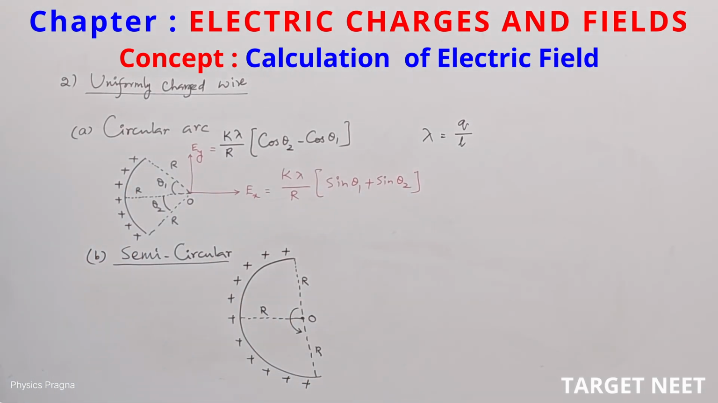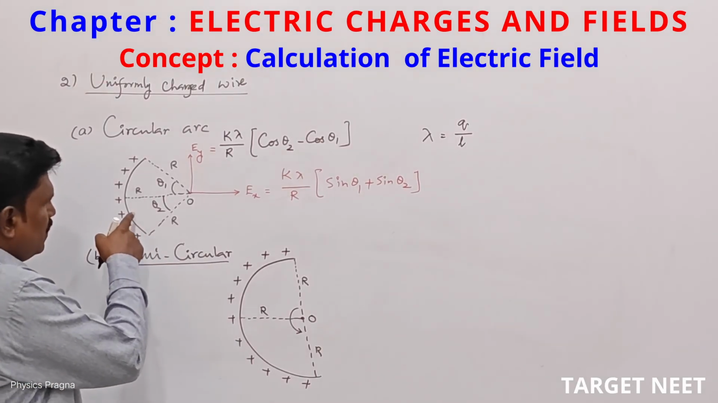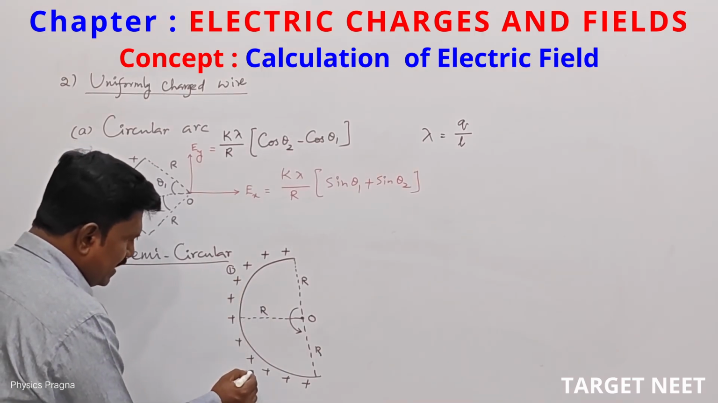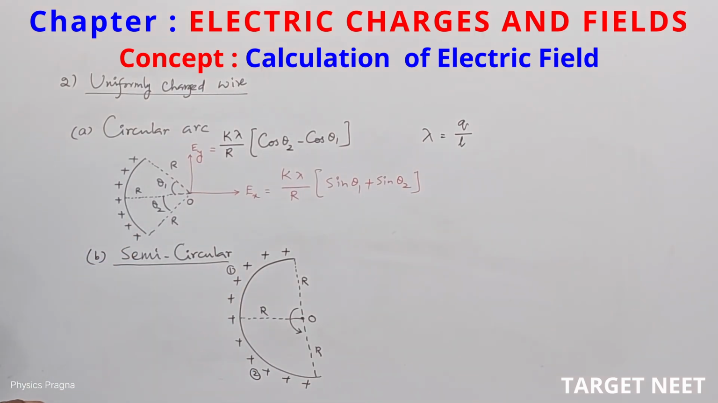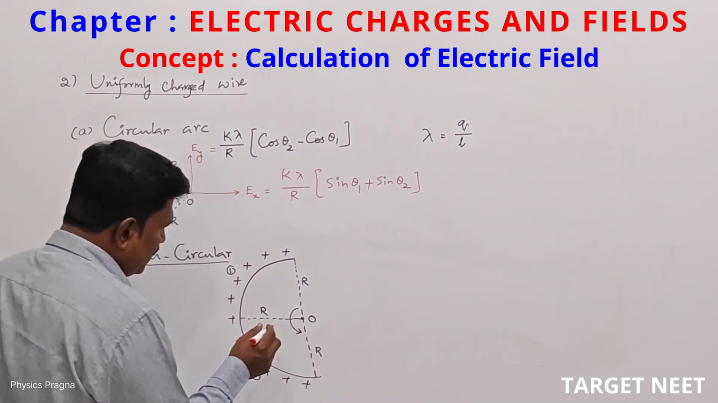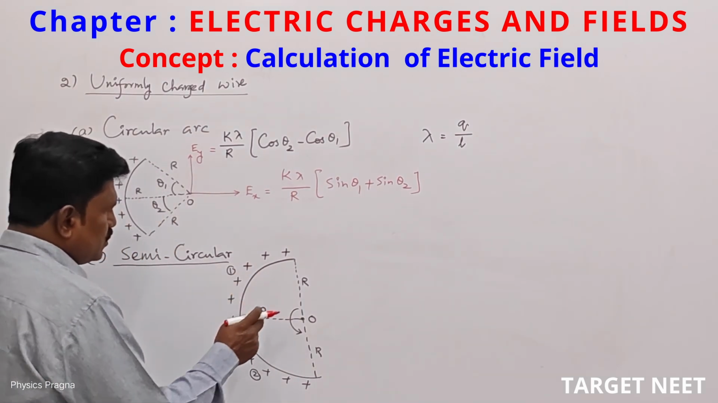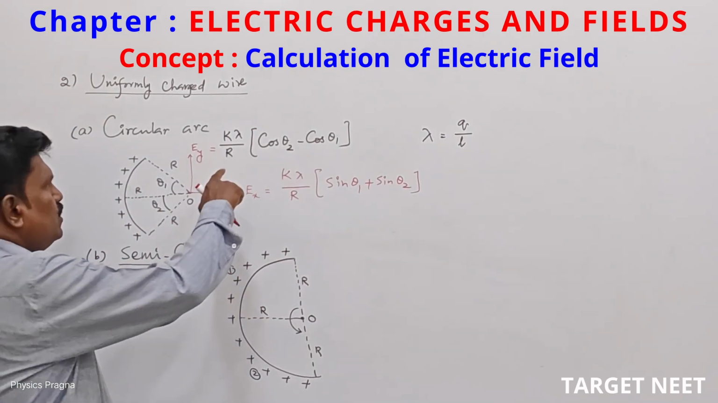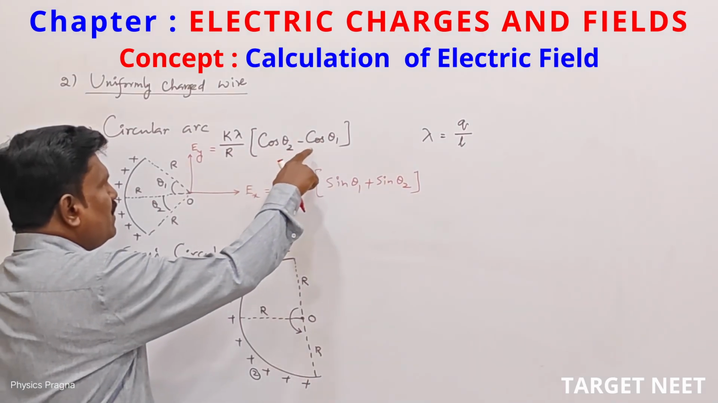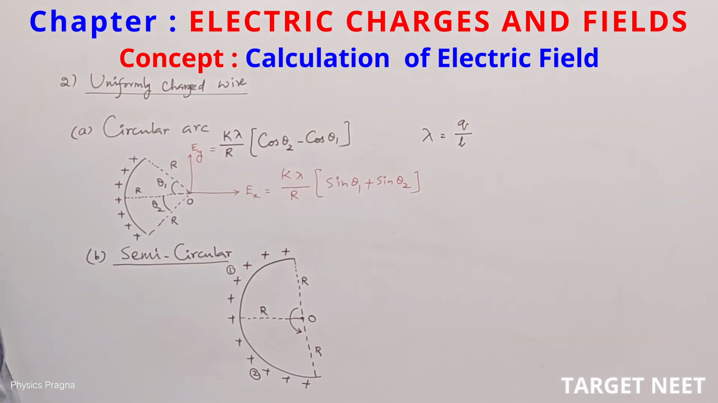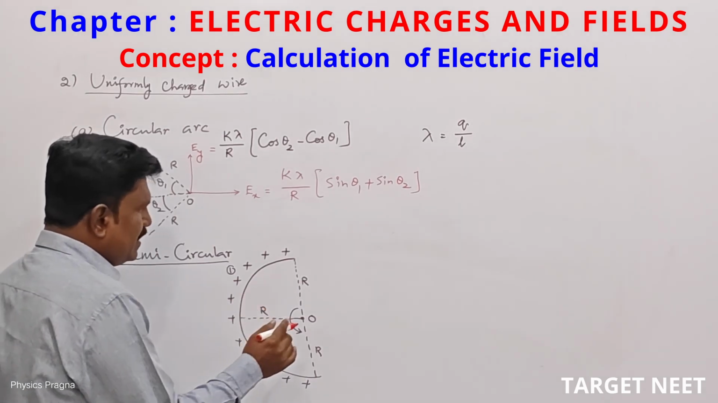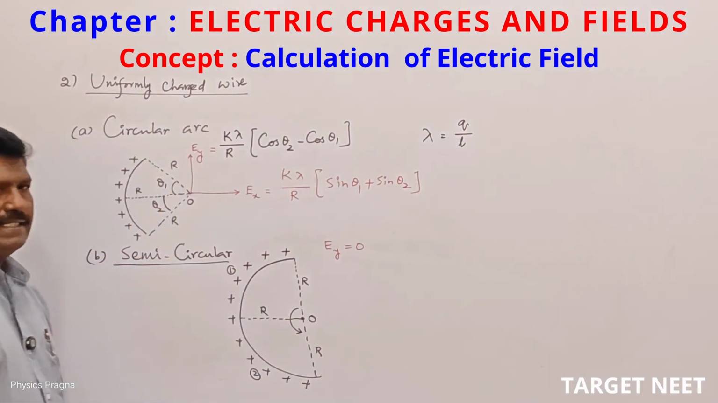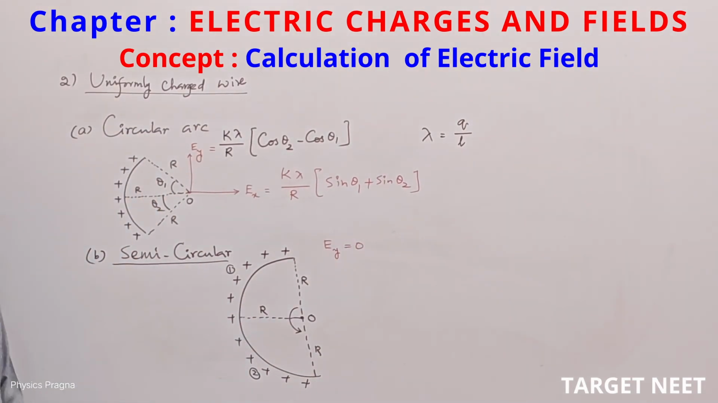Uniform positive charge. But here, let us divide, because we know the formula for arc only. Here two arcs are there. This is the first arc, second is the second arc. So here this is 90 degrees. So theta 1, theta 2, if I take, 45 degrees comes. So for the y component, cos 45 minus cos 45 will cancel away. So the y component of electric field is 0, only the x component will be existing.